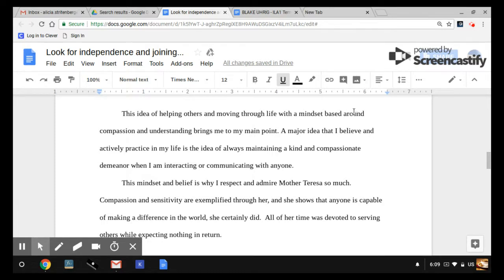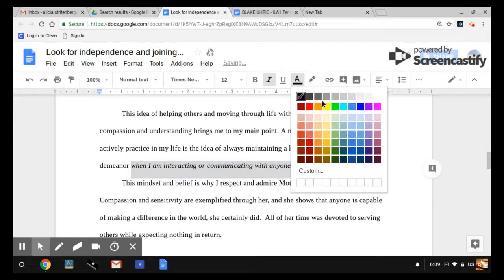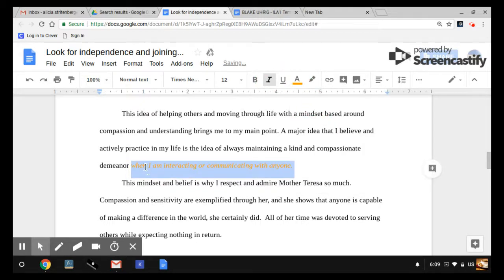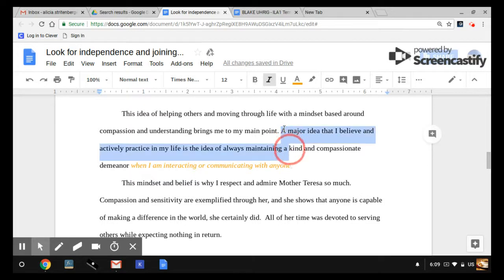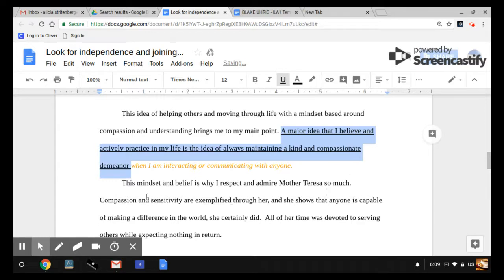Okay, I'm just going to go through and point out the other ones. Well, here's one that some of you guys are getting tripped up on. Remember that if there's a cause and effect word, a word that kind of cripples the sentence from standing by itself, such as we have here, you may think, well, that stands independently. Look at that independent piece right here. But this piece is not independent because it's in the context of a sentence or a phrase that can't stand by itself. So a major idea that I believe and actively practice in my life is the idea of always maintaining a kind and compassionate demeanor. So you really have to get to the end of this phrase to be able to get independence as well.